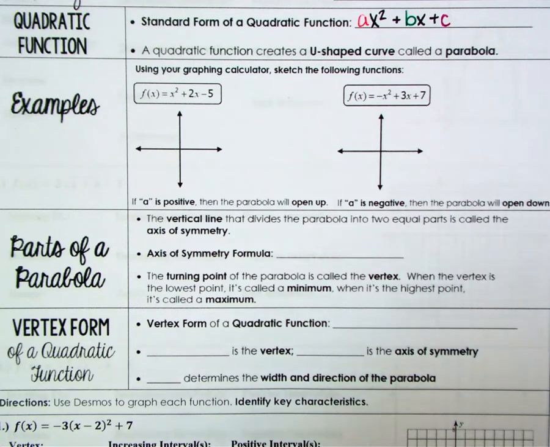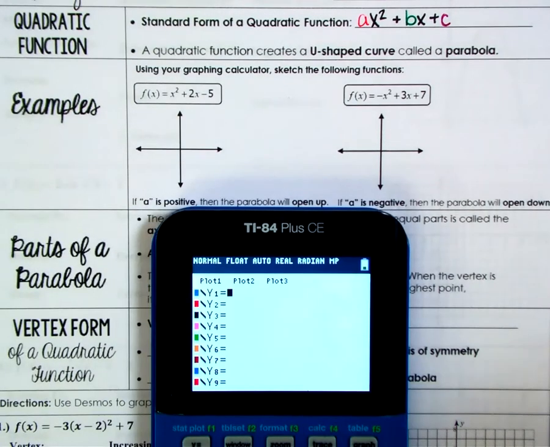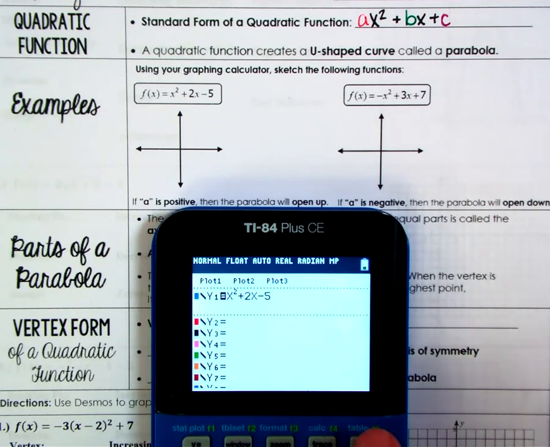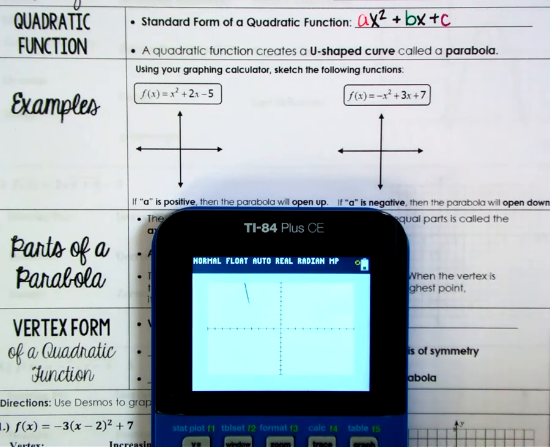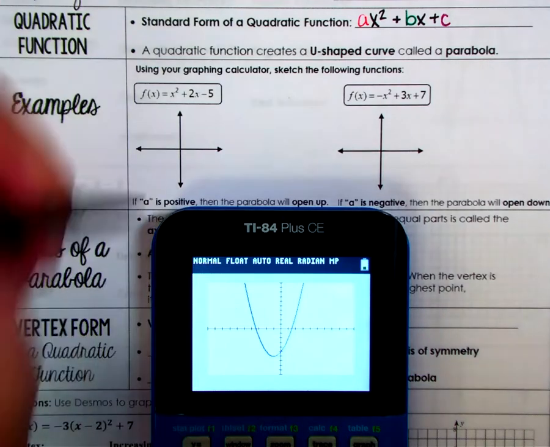So a quadratic function creates a U-shaped curve called a parabola. And so using your graphing calculator, we're going to sketch the following function. So I've got my calculator. You are more than welcome to plug it into Desmos, or you can just watch here. We've got x squared plus 2x minus 5. I type that right into my y equals, hit graph. And we get a nice little horseshoe. And so we'll just kind of sketch that here.